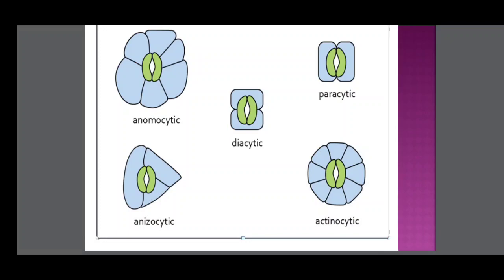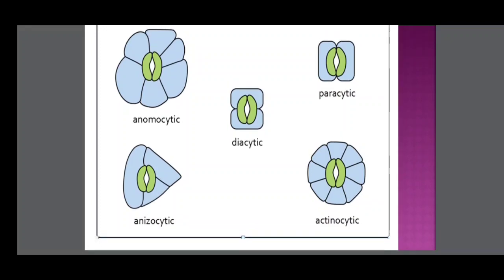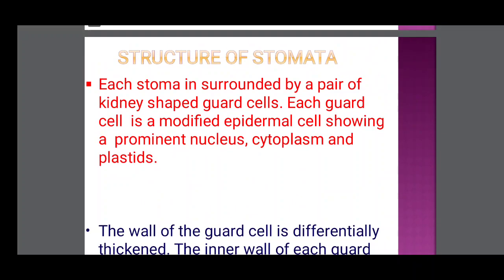Next one, actinocytic. Actinocytic also is surrounded by two guard cells. These two guard cells are surrounded by four or more subsidiary cells. Subsidiary cells do not look like epidermal cells.